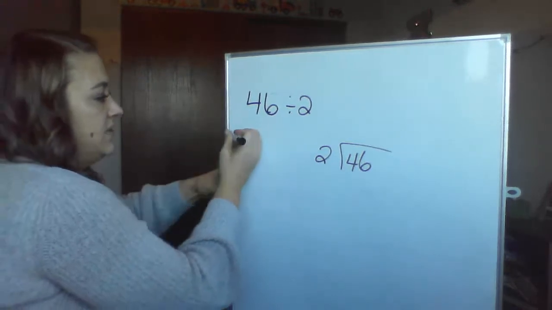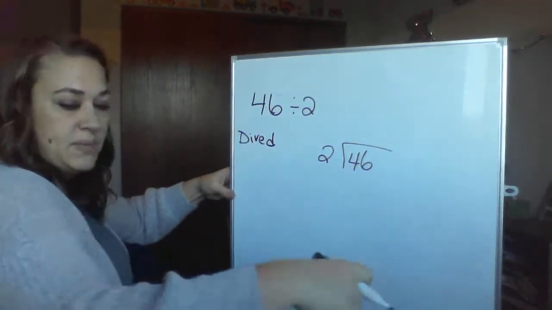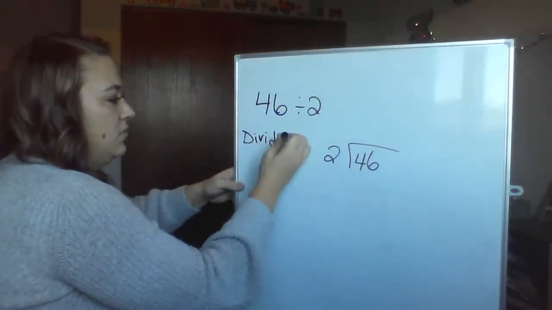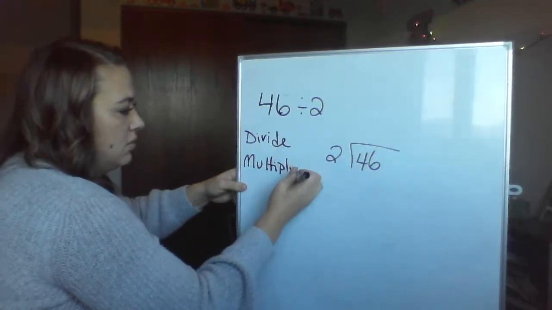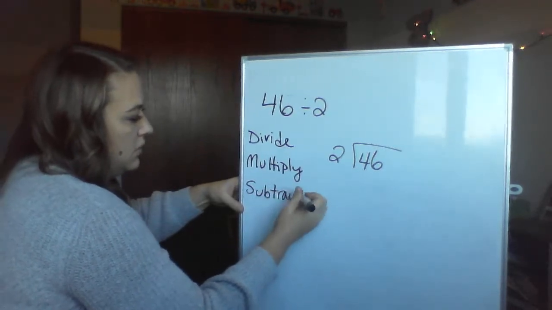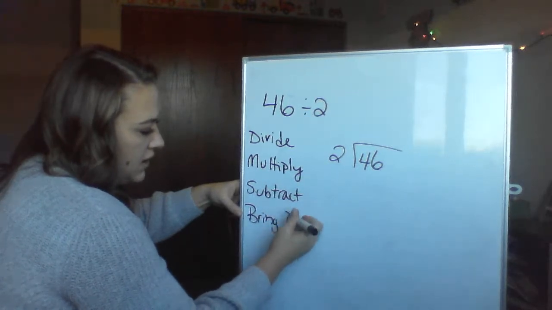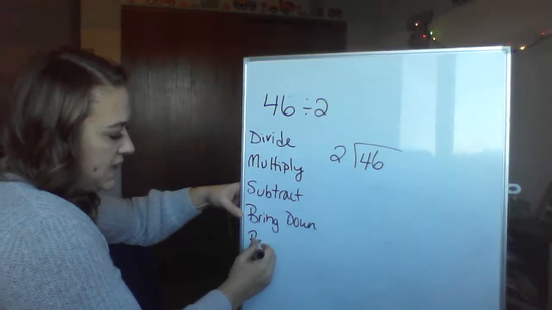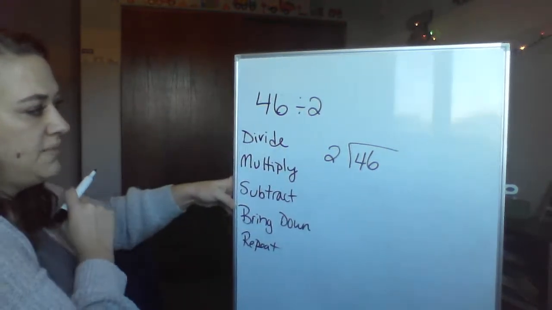So we divide, we multiply, subtract, and bring down. And then if we have more that we need to divide into, we're going to have to repeat these steps. We come back to the top, okay?